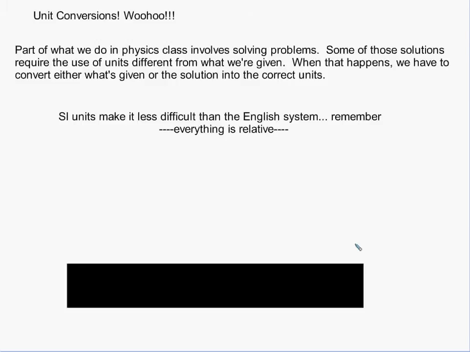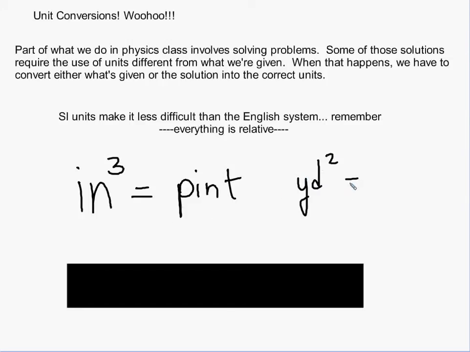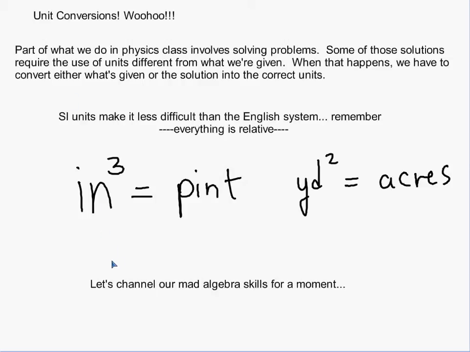For instance, suppose that I have a number of cubic inches and I need to know how many cubic inches are in a pint. Volume and volume, but I don't know what that conversion is. Or suppose I have a number of square yards that I have to convert into acres. I have no idea what these are. Now, the SI units make this a little easier, but it's going to require that we channel our mad algebra skills. Here we go.